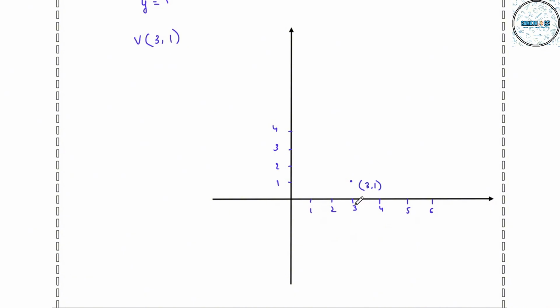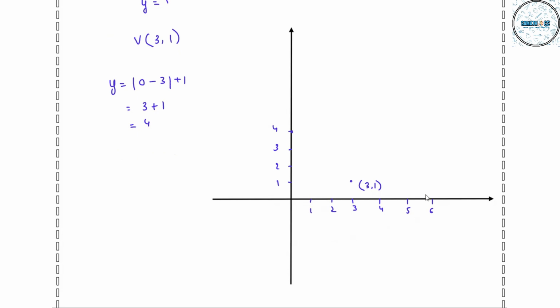Now we will take one point on the right hand side of the vertex and another value of x on the left hand side of the vertex. So we can take one of the values of x as 0. Absolute of minus 3 is 3. 3 plus 1 is 4. At 0, it is 4.